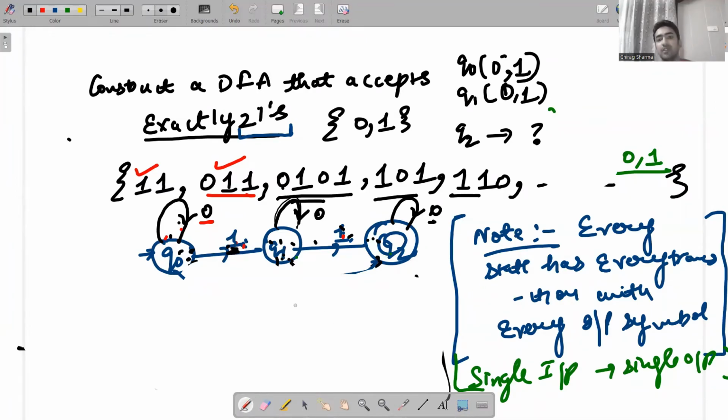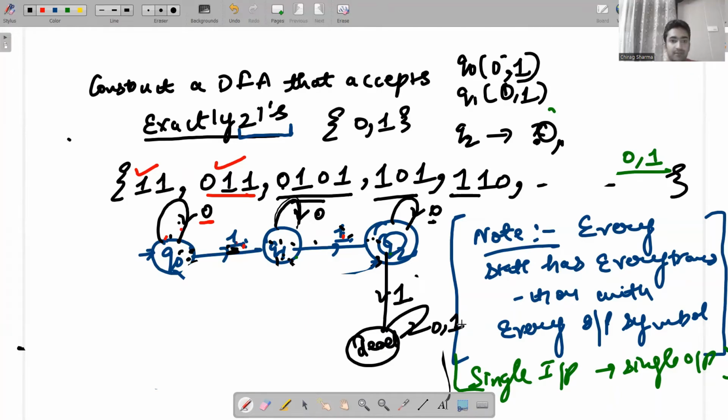And Q2 has a transition with 0, guys, but it does not have a transition with 1. So to represent that every state has every transition with every input symbol, I'm creating a transition with 1, but that is of no use. So I'm putting a dead state that also has a transition with 0 and 1, which does not have any importance. But yes, Q2 now has a transition with 0 and 1. Right? So this is how you can construct a DFA for a problem with exactly two ones.